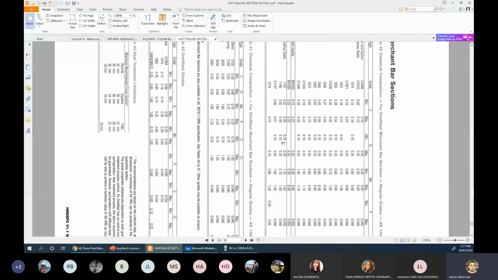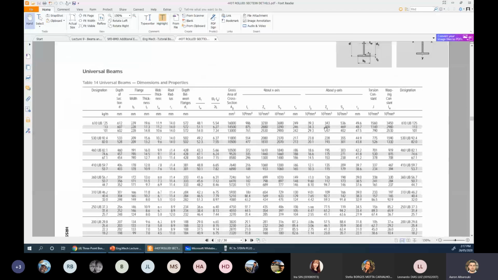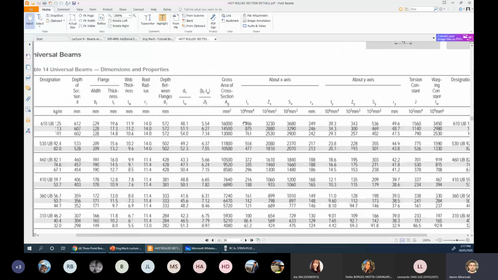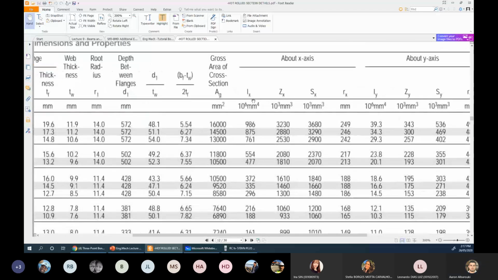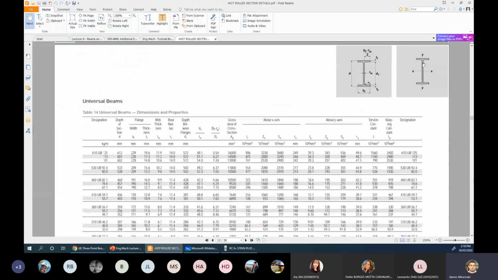So if I go back to any of these sections, for example, the universal beams, one of the values we find there is IX. IX refers to the moment of inertia around the XX axis. That's XX, and that's YY. So we have two moments of inertia, around the strong axis and around the weak axis. What we call X is the strong, Y is the weak.